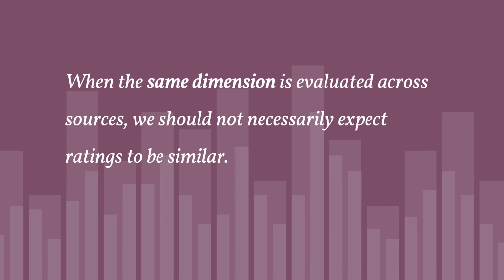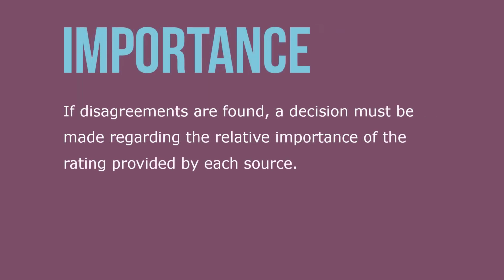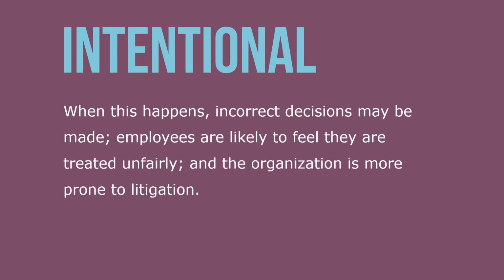When the same dimension is evaluated across sources, we should not necessarily expect ratings to be similar. Different sources disagreeing about an employee's performance is not necessarily a problem. If disagreements are found, a decision must be made regarding the relative importance of the rating provided by each source. Regardless of who rates the performance, performance ratings may be intentionally distorted or inaccurate. When this happens, incorrect decisions may be made.